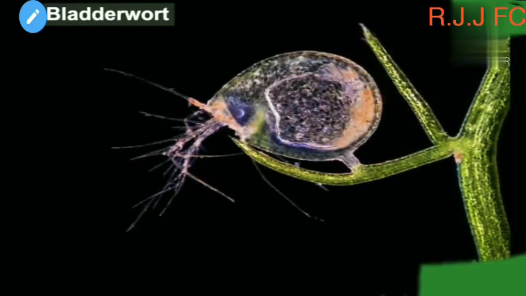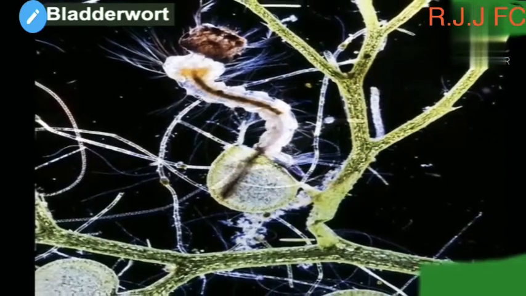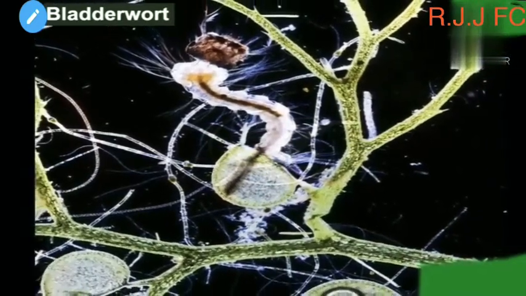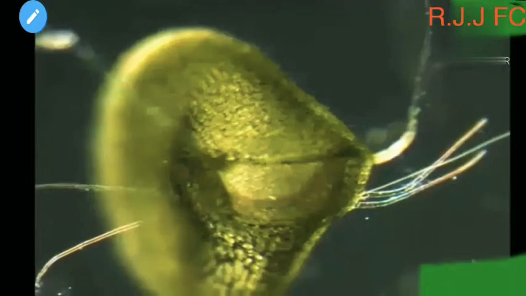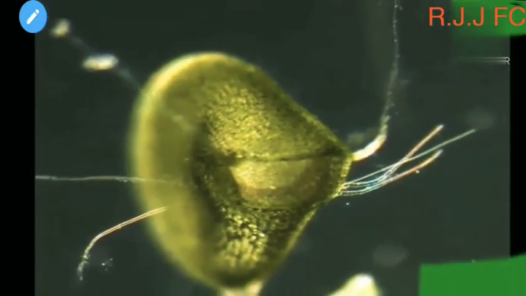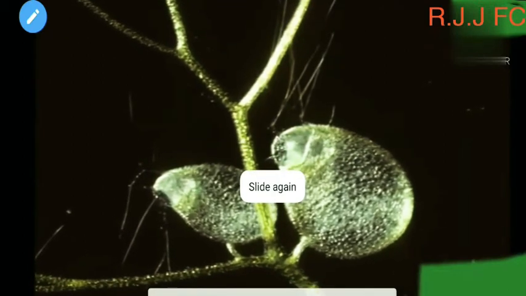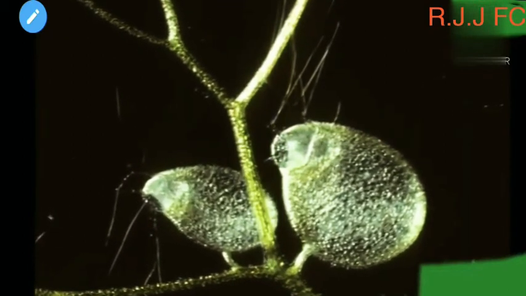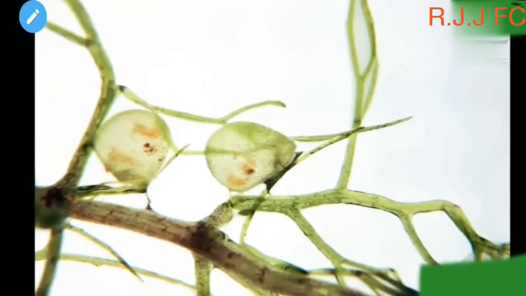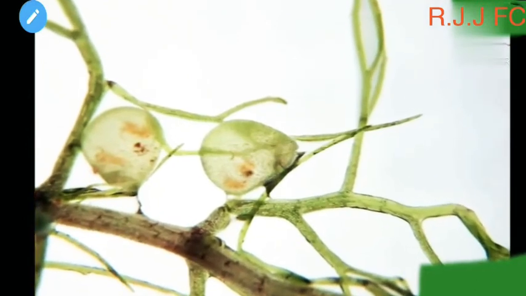Bladderworts are free-floating aquatic plants with leaves modified into pear-shaped bladders or sacs. The bladder has a trapdoor, which acts as a valve, and many sensitive bristles at the neck. Insects enter the bladder along with water current and get completely digested by the action of digestive juice secreted by the bladder wall.